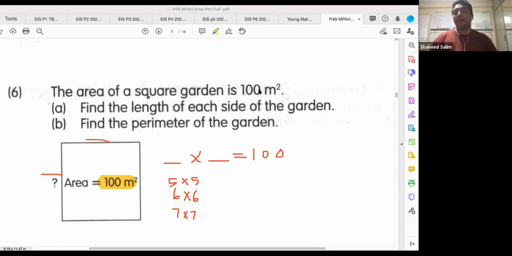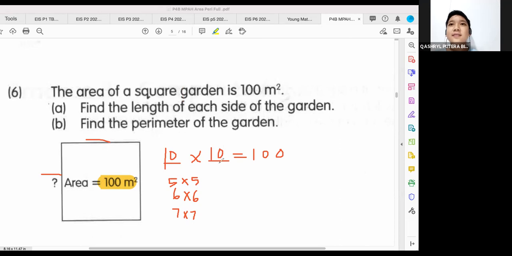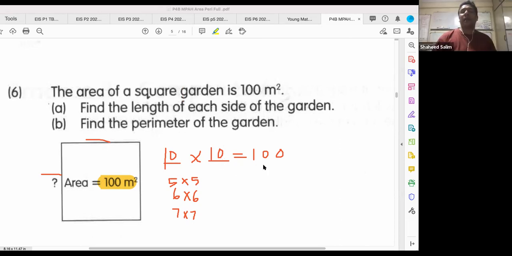Shafia, come on. Very simple. You have learned this timetable before, in primary 1. Shafia, give the answer now. 10 times 10. 10 times 10 is 100, right? Well done. 10 times 10 is 100.